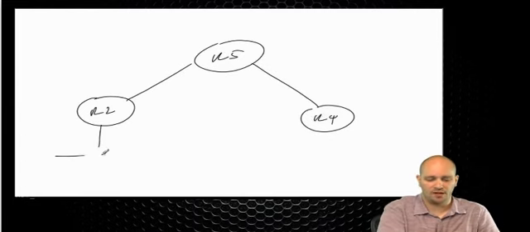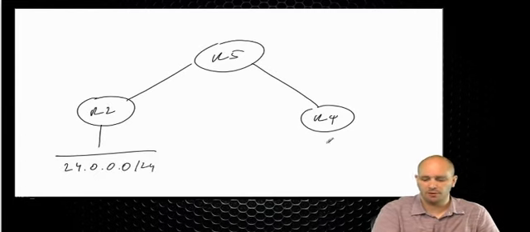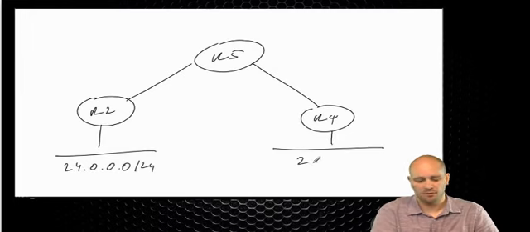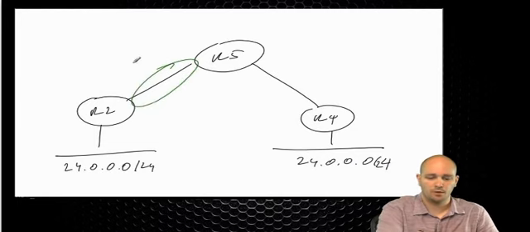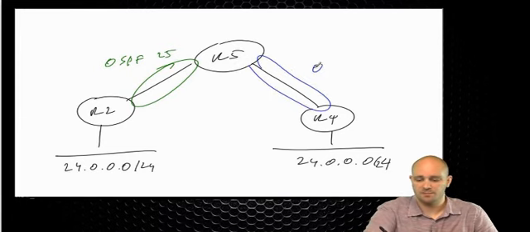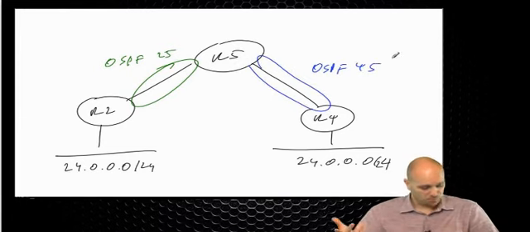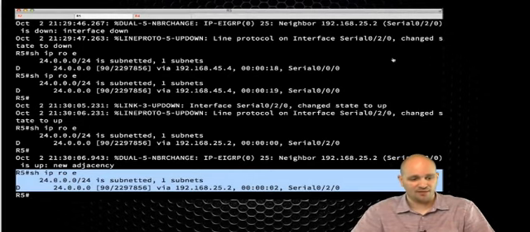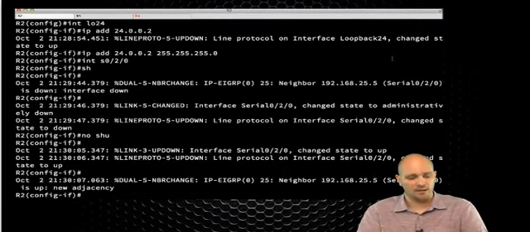Here, I'm going to have 24.0.0.0/24. Same thing, 24.0.0.0/24. And let's run OSPF 25 here, and let's run OSPF 45 here. So pretty much the same setup I have right now. I just have to change the routing protocol from EIGRP to OSPF.